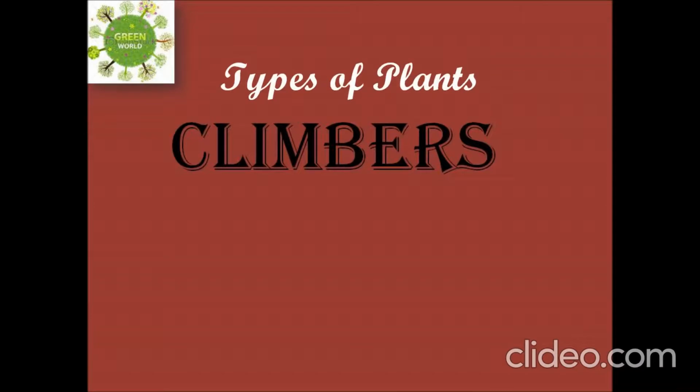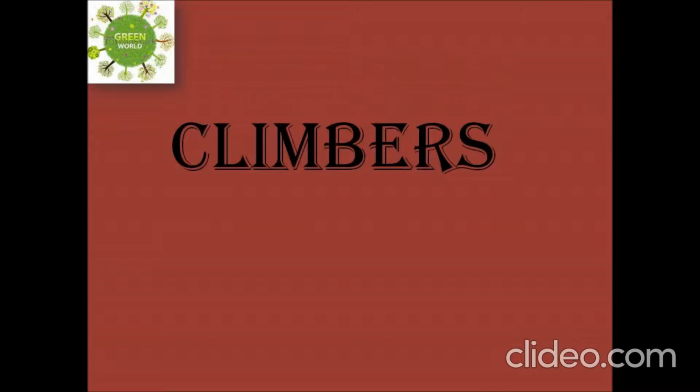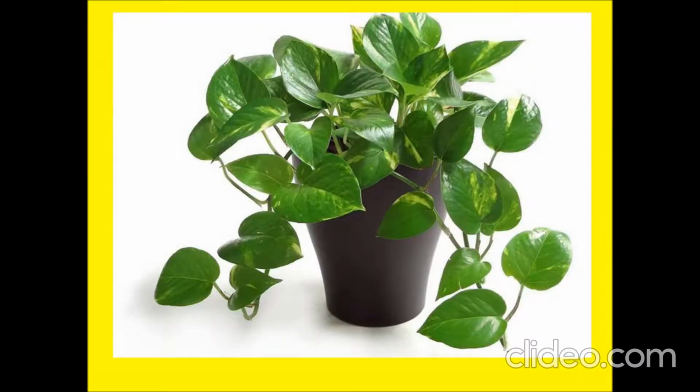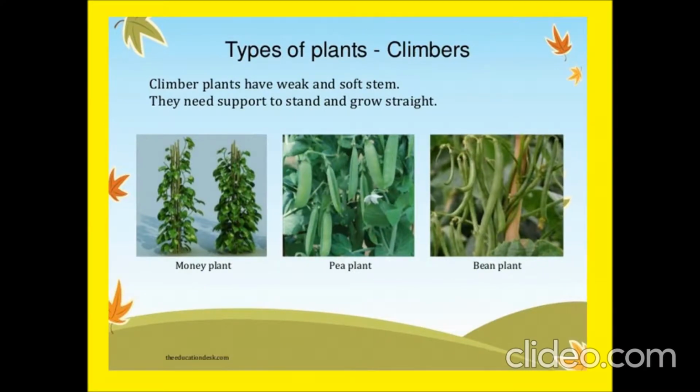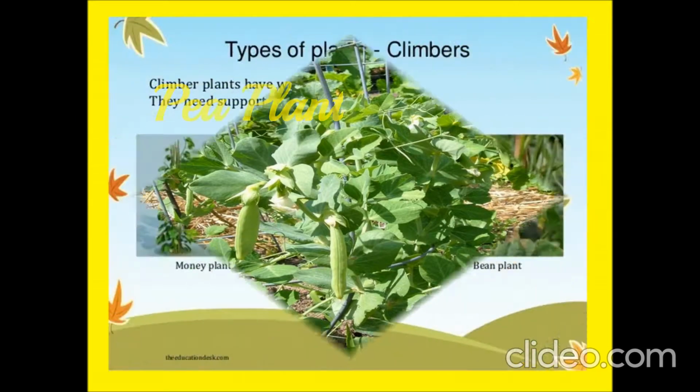Now come to the last group, which is called climbers. This type of plants have a weak and soft stems. They need support to stand and grow straight. Okay children? Remember this. These climbers need support to grow straight. The very common example is money plant. Children, money plant is that kind of plant when you go to anybody's house, even in your house also you see this plant.